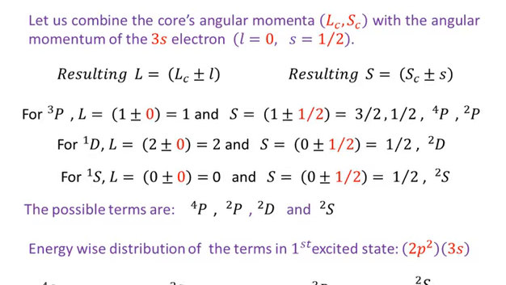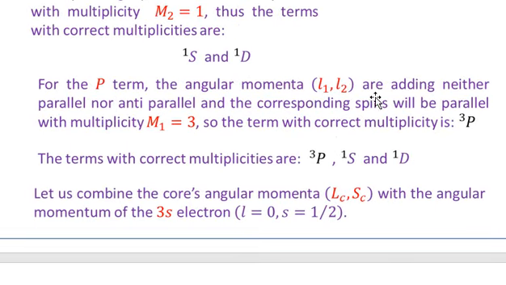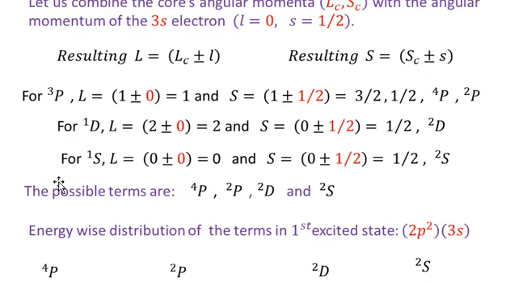Now the last term is 1S, because you see that previously I obtained these three terms: 3P, 1S and 1D. I have presented the combination of the 3P state with the 3s electron, and also the combination of 1D with the 3s electron. Now I am going to combine the 1S term symbol with the 3s electron. So this is given over here.